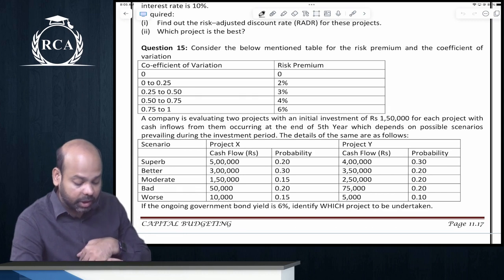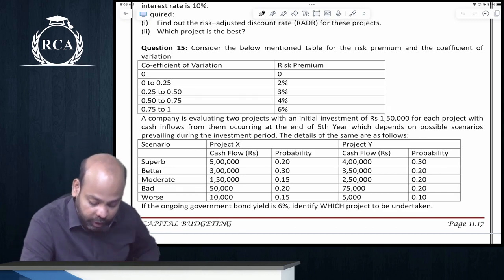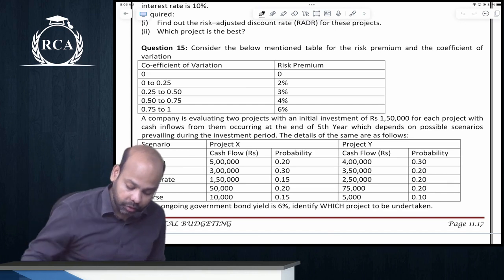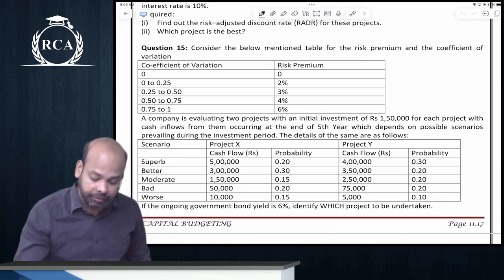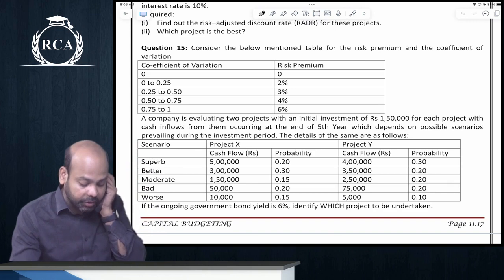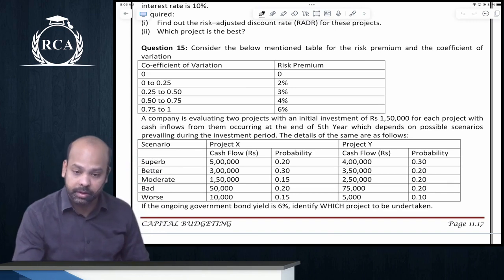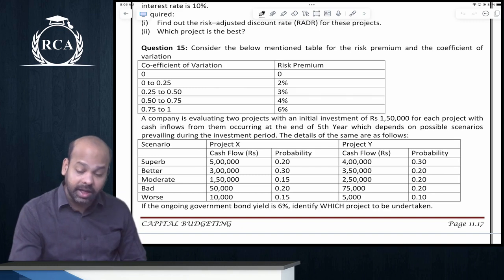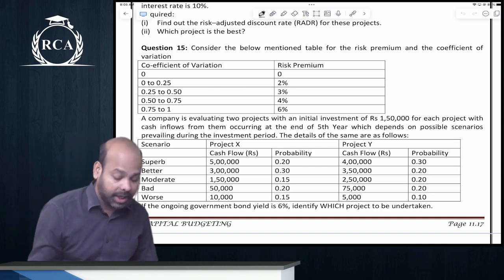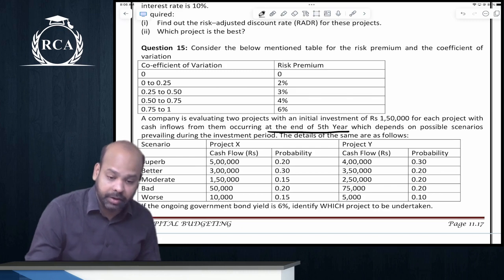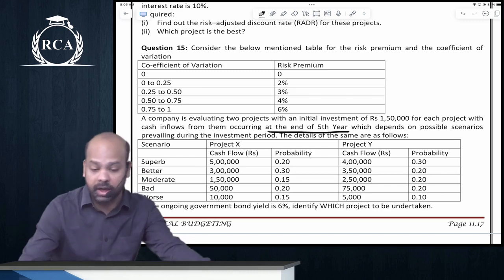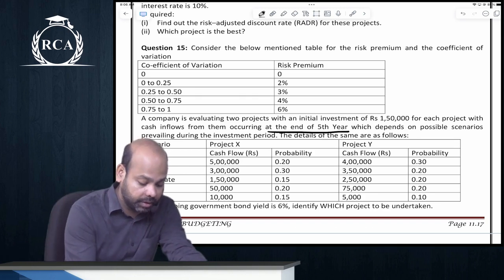A company is evaluating 2 projects with an initial investment of rupees 1,50,000 for each project, with cash inflows from them occurring at the end of 5th year, which depends on possible scenarios prevailing during the investment period. These are the cash flows directly arising, guys, at the end of fifth year. Please underline that, at the end of fifth year. It is not for a period of 5 years. It is directly, guys, at the end of fifth year. ठीक है?